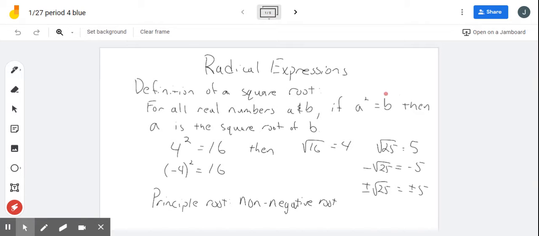Okay, today we're going to be talking about radical expressions. This is a new topic, but stuff you've seen a couple years ago. So we're going to begin with what you were doing a few years ago, which was square roots.